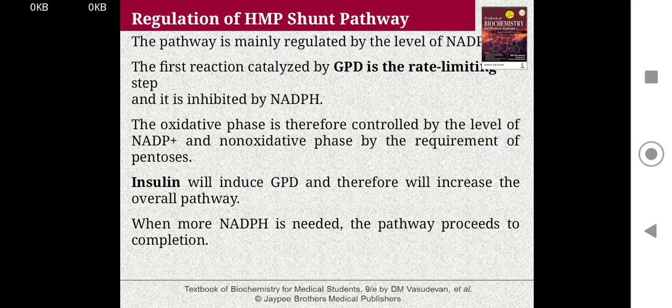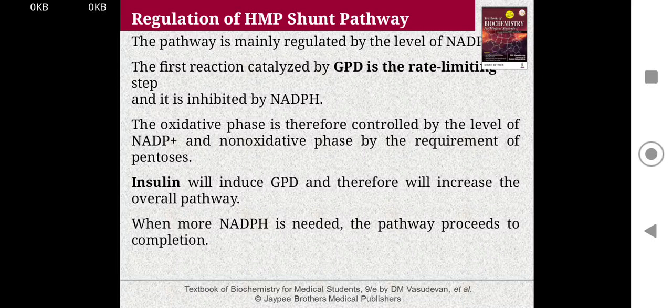Regulation of HMP shunt pathway. The pathway is mainly regulated by the level of NADPH. The first reaction is catalyzed by G6PD, glucose 6-phosphate dehydrogenase, which is the rate-limiting step, and it is inhibited by the level of NADPH. The oxidative phase is therefore controlled by the level of NADP plus and the non-oxidative phase by the requirement of pentose.